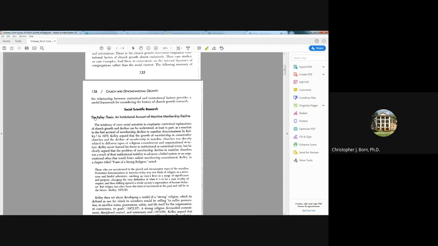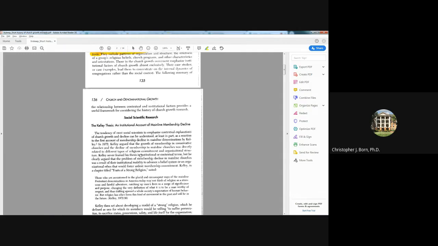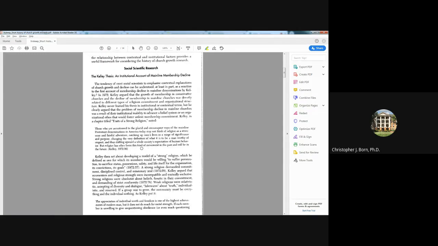And so getting into this idea, what is a strong church, or a strict church, or a conservative church? Granted, this is back in 1972, but other theorists have picked up this argument, and other theorists have tried to disprove it. So it really is a kind of catalyst in the field of church growth research. But he's a sociologist, and he has a chapter titled Traits of a Strong Religion.